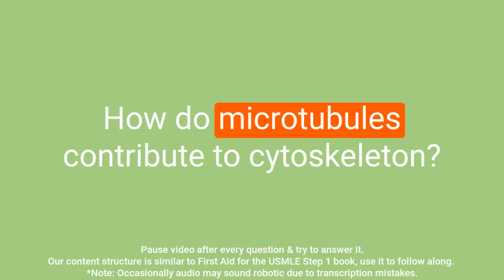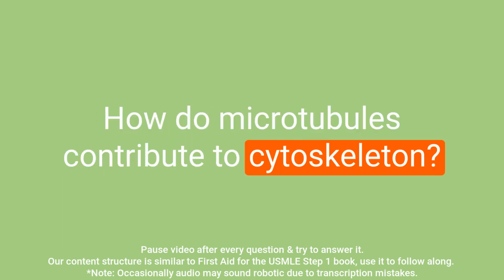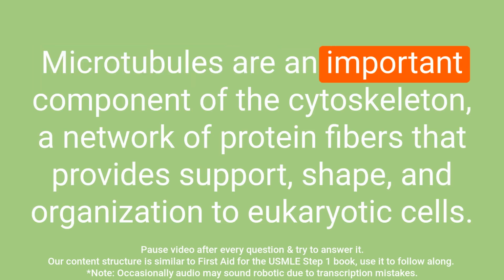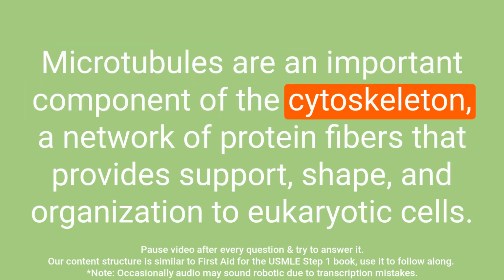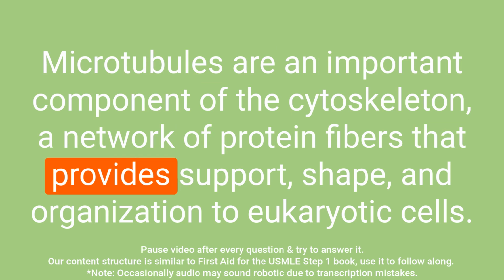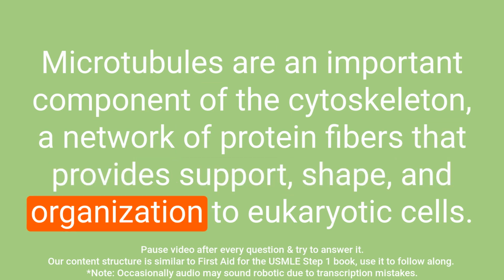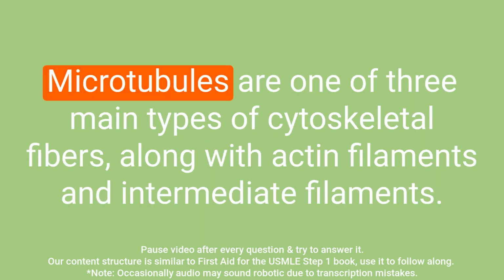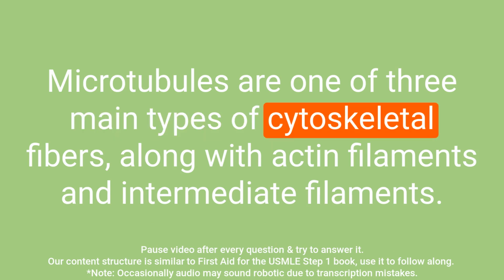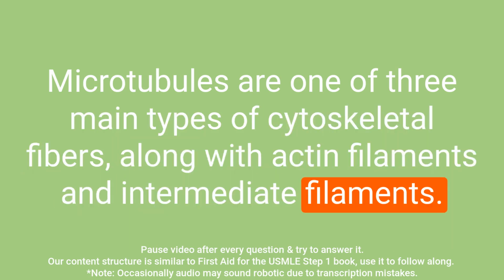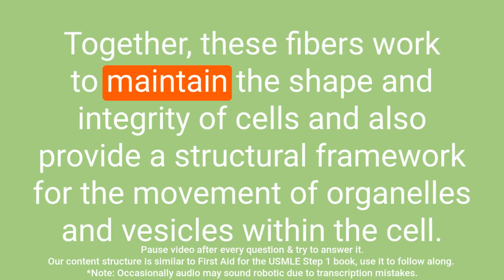Question: how do microtubules contribute to the cytoskeleton? Answer: microtubules are an important component of the cytoskeleton, a network of protein fibers that provide support, shape, and organization to eukaryotic cells. Microtubules are one of 3 main types of cytoskeletal fibers, along with actin filaments and intermediate filaments. Together, these fibers work to maintain the shape and integrity of cells and also provide a structural framework for the movement of organelles and vesicles within the cell.